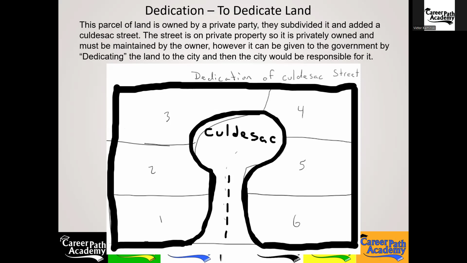So this cul-de-sac street was built on private property, so the person who owns the property can name it, but then they'll dedicate it to the municipality and it'll become a public street. All they have to do is, in their plans when they submit for development, put that this is the street they're building and that they're going to dedicate it or keep it private for some reason. There's no benefit to that. I don't know why you would.